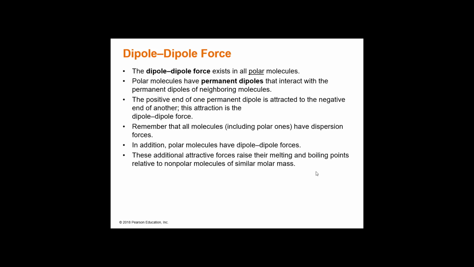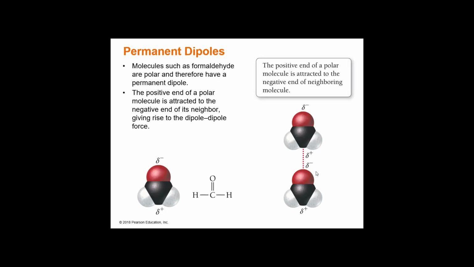So on top of dispersion forces, some of these have dipole-dipole forces, and that's because dispersion forces come from an instantaneous or temporary dipole moment, while these have a permanent dipole moment. They're not changing. They have this partial negative or partial positive that's always there. So these additional attractive forces raise the melting and boiling points relative to nonpolar molecules of the same mass, because polar molecules have dipole-dipole forces and dispersion, whereas nonpolar molecules do not have dipole-dipole.